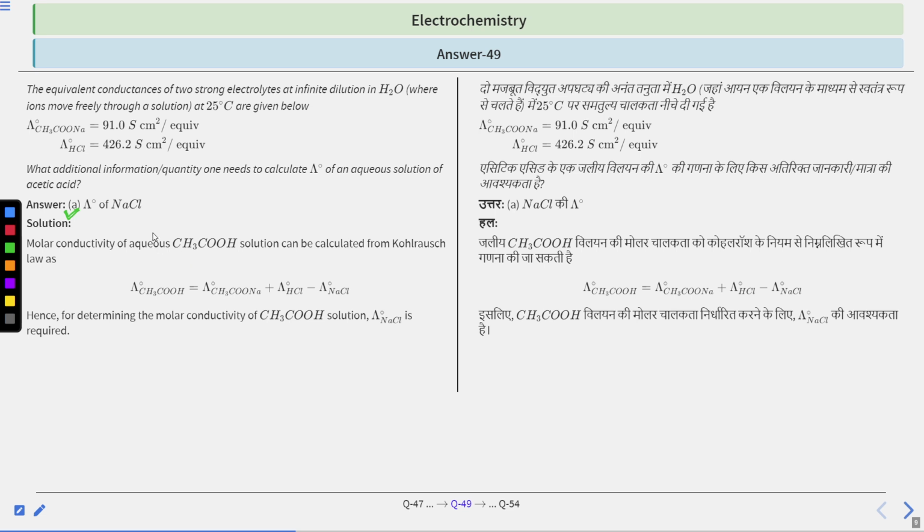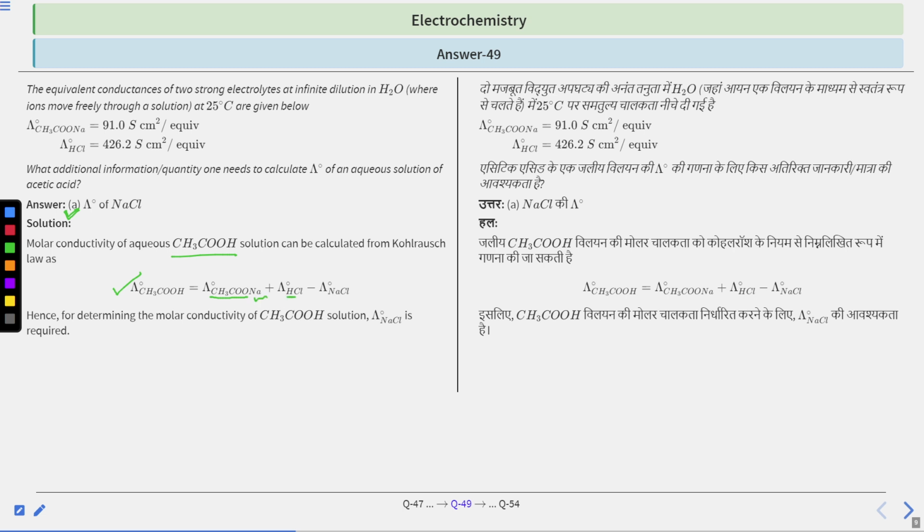So molar conductivity of aqueous acetic acid can be calculated from Kohlrausch law, which is: lambda naught of CH3COOH, acetic acid, is equal to lambda naught of CH3COONa plus lambda naught of HCl minus lambda naught of NaCl. Because CH3COONa will come as CH3COO negative plus lambda naught of Na positive, right? For the lambda naught of HCl, it will be equal to lambda naught of H positive plus lambda naught of Cl negative. But we need lambda naught of CH3COO negative plus H positive, which comes from here and here.